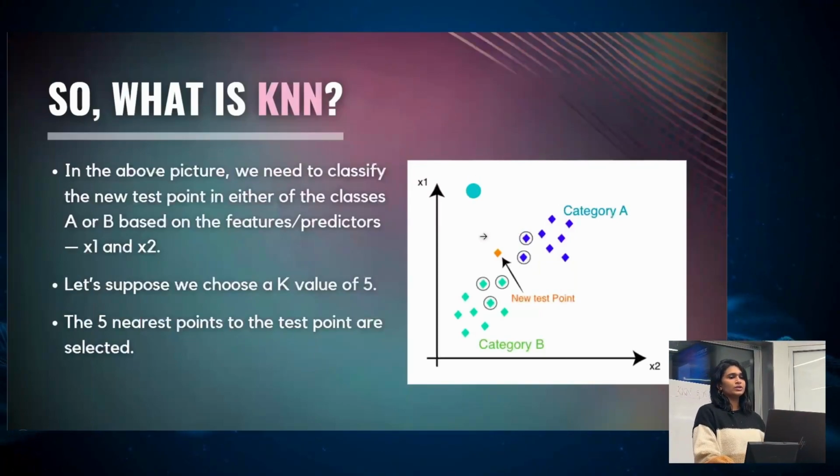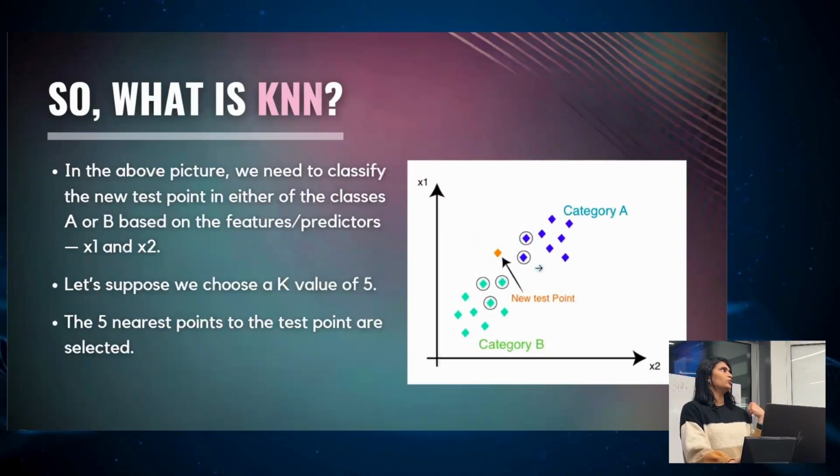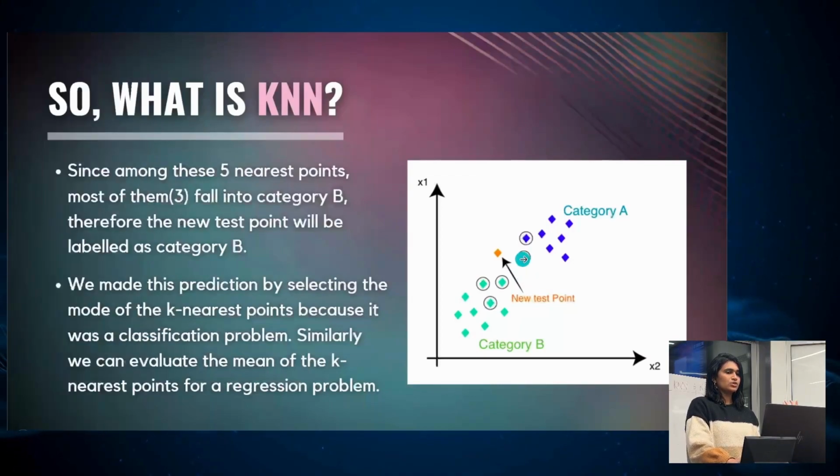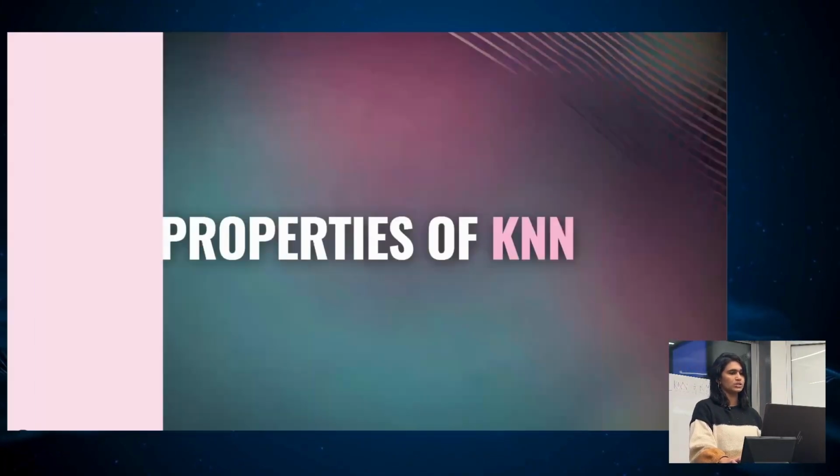So this is the new test point, and this is category B, and this is category A. Let's take a k value of 5. So it chooses the 5 closest neighbors to it, and it checks the distance from each individual point. From here we can see that 3 of them fall into category B, and 2 of them fall into category A. So we'll classify the new test point as belonging to category B. That's basically the general idea of how the algorithm works.